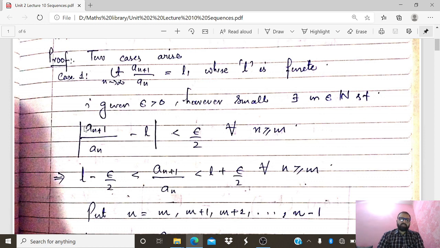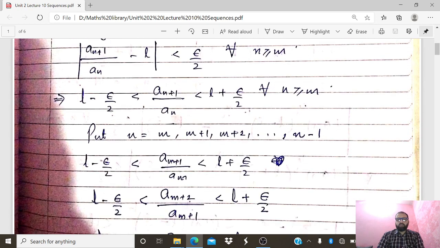Now as you know that |a_{n+1} upon a_n minus L| is less than epsilon by 2, this also means that a_{n+1} by a_n lies between L minus epsilon by 2 and L plus epsilon by 2. Now what I am doing here, I am taking the value of n as m plus 1, m plus 2, up to n minus 1. Now why am I doing all this? Because this inequality gets satisfied for all the values which are greater than or equal to m.